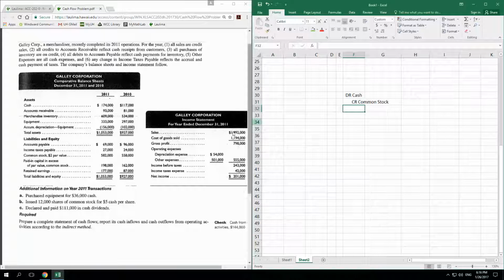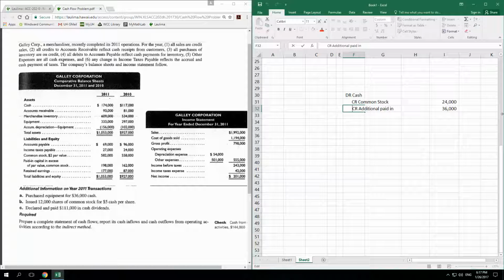Now in this case, we have another account, but it's part of that transaction. It's called additional paid in capital. That's the second account. Common stock went to 582 from 558. You see how I got that difference, just over here on the balance sheet. And then the additional paid in capital went from 162 to 198. So what that means is we sold the stock for more than its par value.